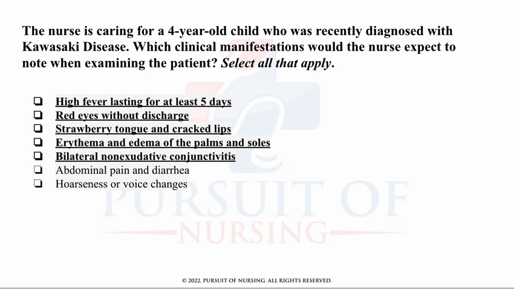They have to have either bilateral non-exudative conjunctivitis, red eyes without discharge, strawberry tongue and cracked lips, erythema or edema of the palms and soles, or a polymorphous rash. Abdominal pain and diarrhea are also common symptoms. However, they are not diagnostic clinical manifestations. And then hoarseness or voice changes are not associated with Kawasaki disease.